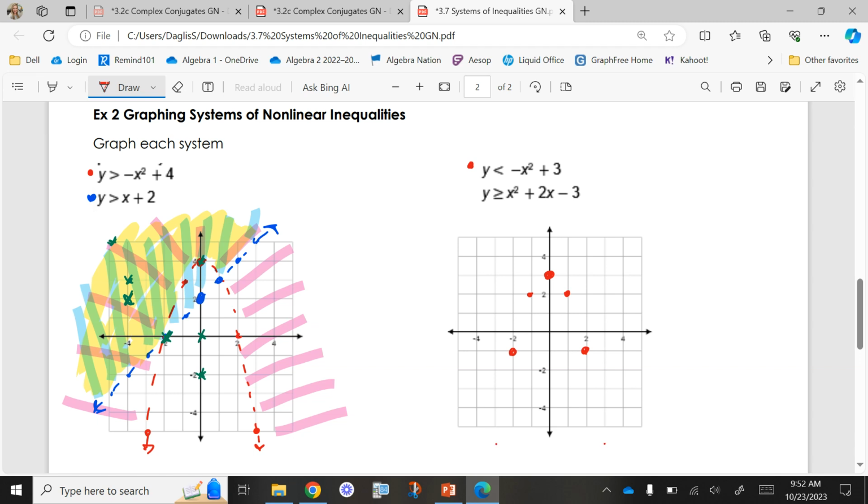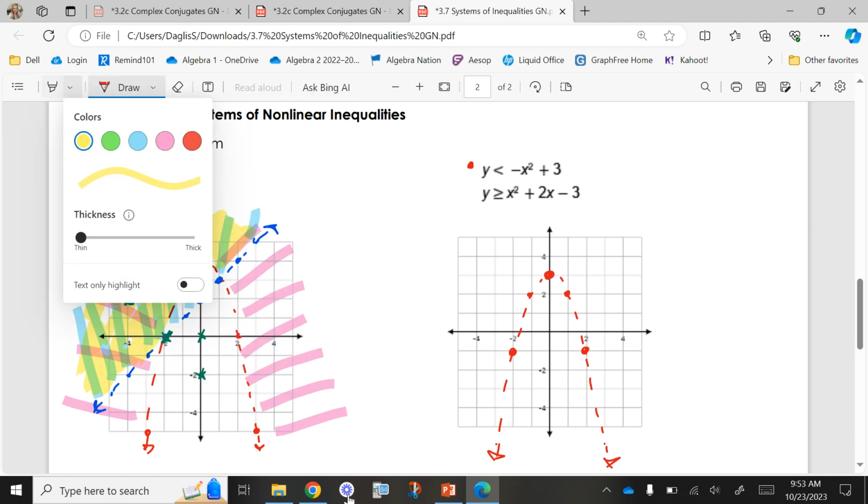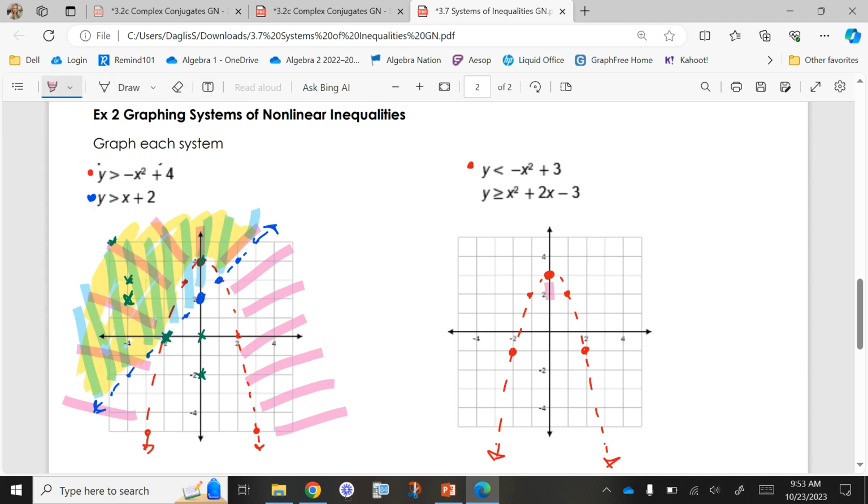Are they going to be connected by a solid or dotted parabola? Dotted. And are we going to shade above or below that parabola? Below. So find your vertex, go down. So it's going to be everything inside.